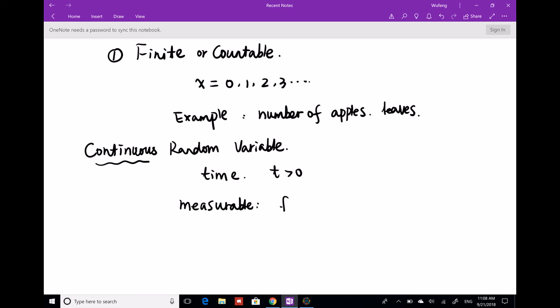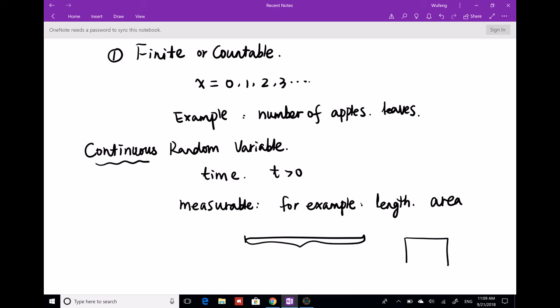Another example would be the length, or the area. You can measure it, like how long it is. The length of a segment is continuous. Or the area. Even if there's a hole there, it's still continuous everywhere except the hole. So the area is measurable. If it's measurable, it's a continuous variable. So that's the difference between a discrete random variable and a continuous random variable.